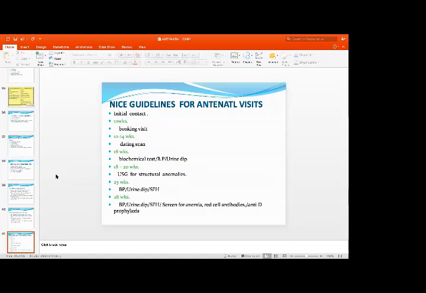At 25 weeks, if she had a previous history of preeclampsia or is at high risk of preeclampsia, we will call her at 25 weeks and we will check her urine for proteins, check her symphysis fundal height, and also check her blood pressure. Then she will come at 28 weeks. We will check her blood pressure, her proteinuria with dipstick, and measure her symphysis fundal height. We will screen her for anemia. That is, we will check her CBC and red cell antibodies, and if she is Rh negative, we will give anti-D prophylaxis in case her husband is Rh positive.